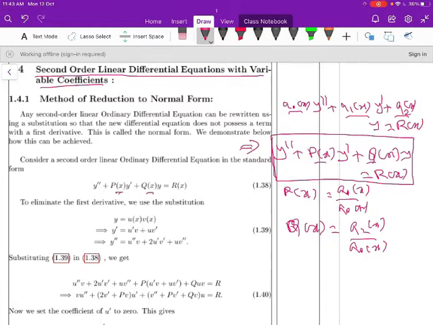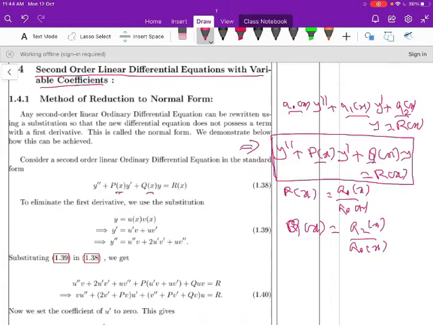Suppose a naught of x is x square into y double dash, a1 of x is x into y dash, and a2 of x is constant, equal to r of x. Then easily we can solve with the help of Cauchy's linear differential equation. So this is a special case of the differential equation. But here p of x and q of x need not be of that form, and the degree of p of x and order of the derivative will not be the same. So in this case, how to solve the problem?